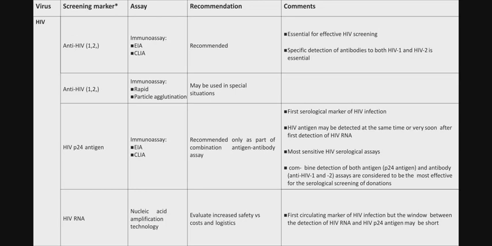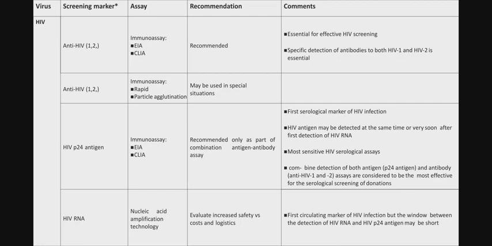The rapid immunoassay or the particle agglutination are used in special situations or in small laboratories. Then HIV P24 antigen: the method is enzyme immunoassay and chemiluminescence, which is recommended as part of the combination antigen antibody assay. So a combination of both tests gives the most specific and sensitive result. It is the first serological marker of HIV infection and can be detected at the same time or very soon after the first detection of HIV RNA.